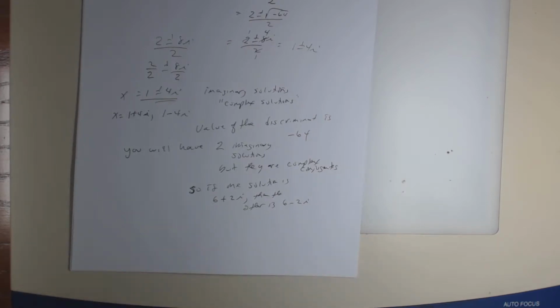Okay. So if the discriminant is negative, what kind of solutions do you get? Imaginary. How many? 2. And they are complex conjugates. They're conjugates of each other.